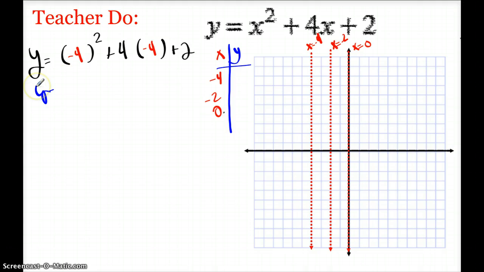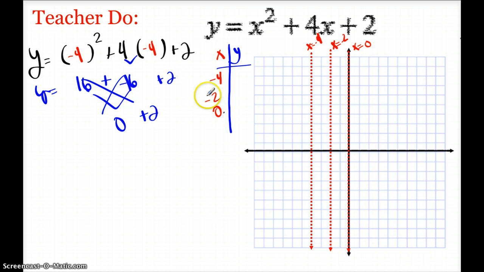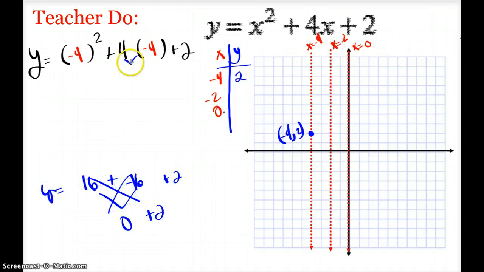Y equals 16 plus 4 times negative 4 is negative 16 plus 2. 16 and negative 16 cancel, make it 0, plus 2, y equals 2. Negative 4 and positive 2. 1, 2. Negative 4, comma 2. First point.